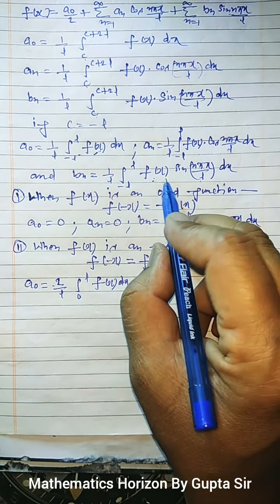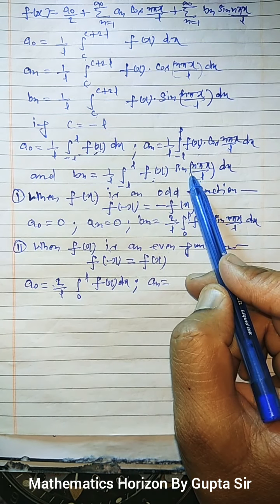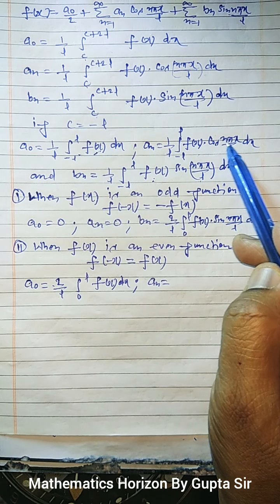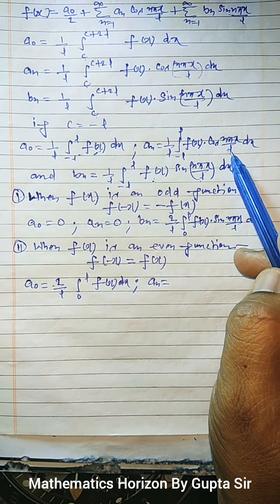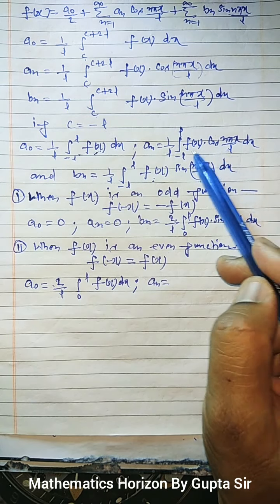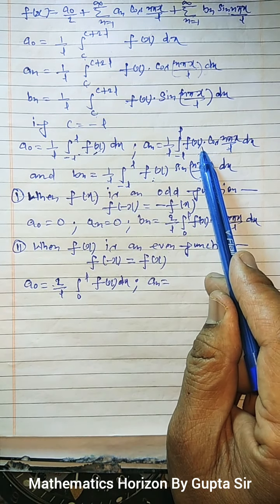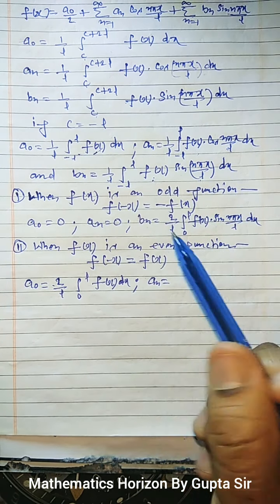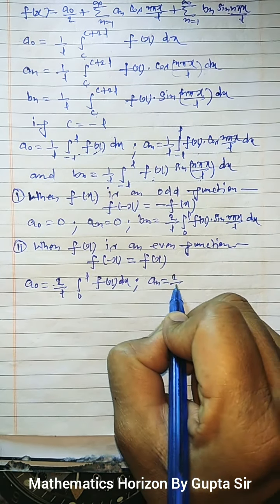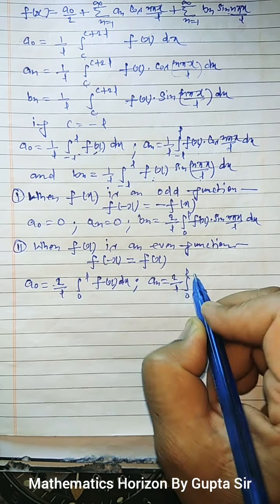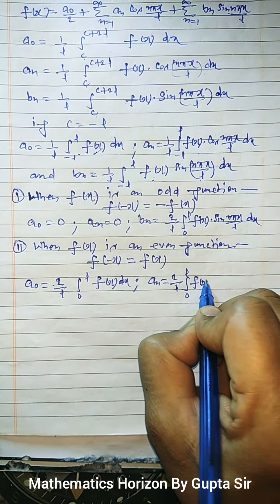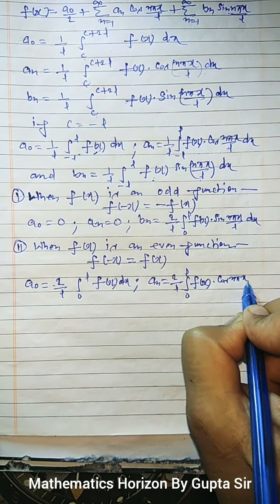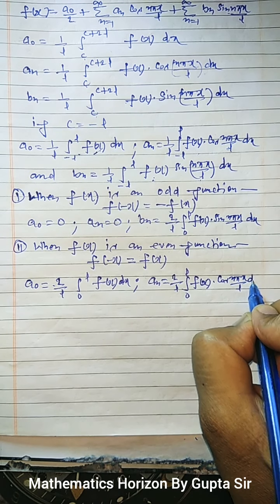For an, here f(x) is an even function, cos(nπx/L) is also an even function, the product of two even functions will be an even function, means this complete function is an even function, and by the property of definite integration, this is equal to 2/L integral from 0 to L of f(x) cos(nπx/L) dx.